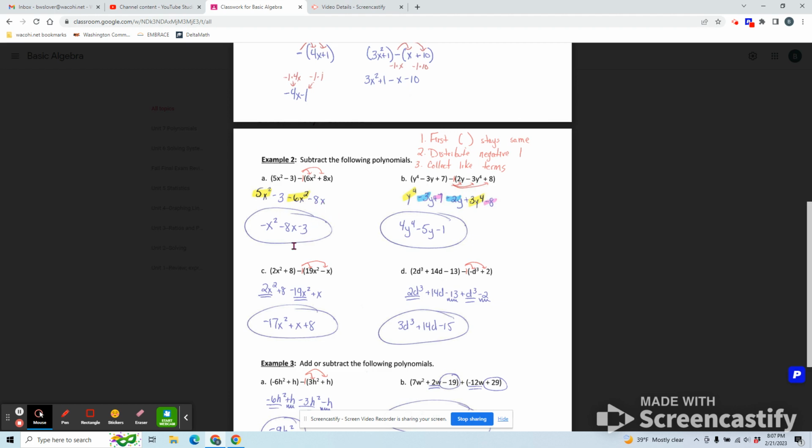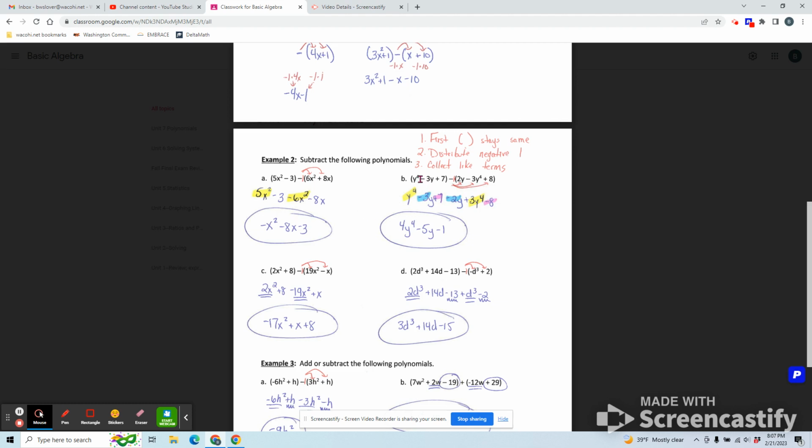And I chose to put it in standard form right away, so I didn't have to rewrite it. So it says -x squared minus 8x minus 3. That's in standard form. My largest power, my largest degree is first, and then the next largest, and then the next largest, and so on and so forth.